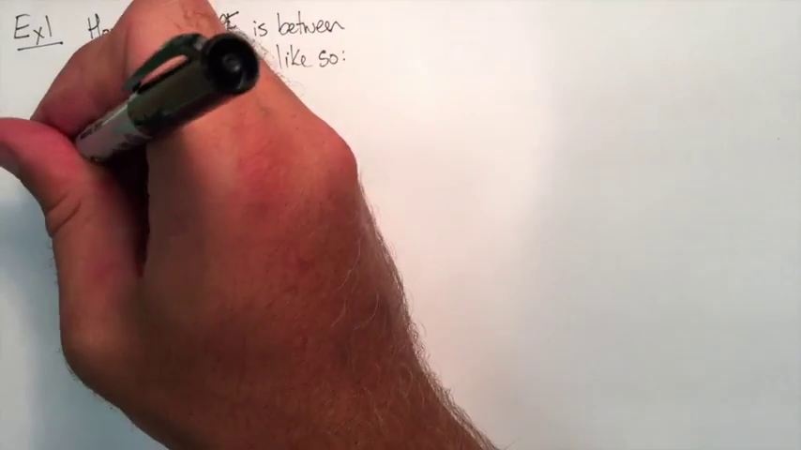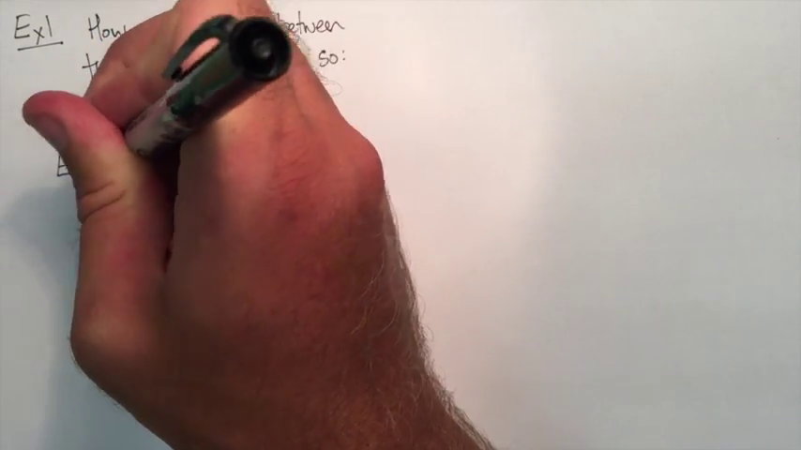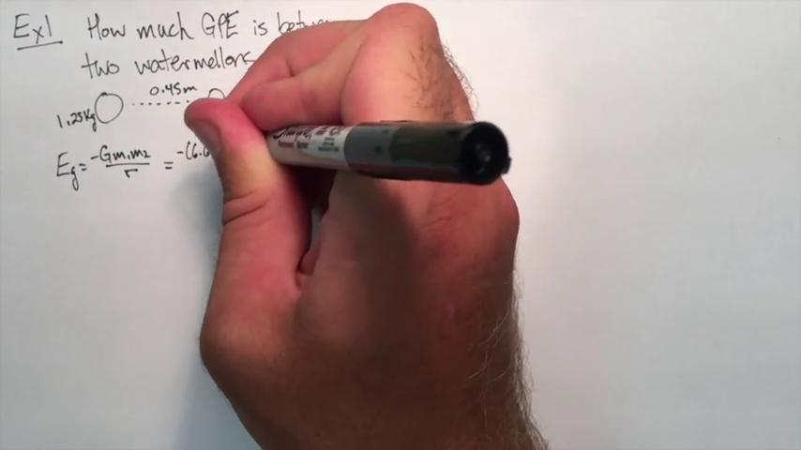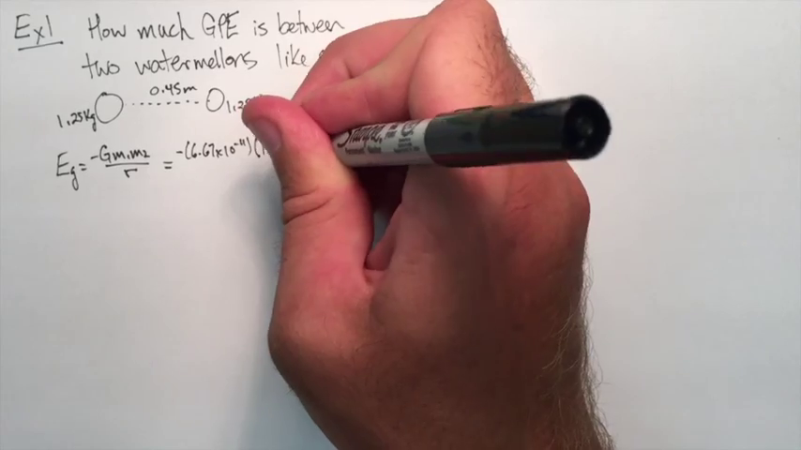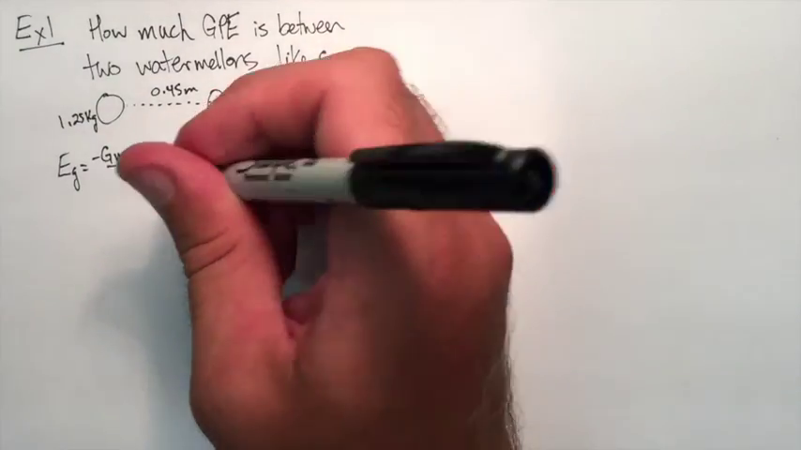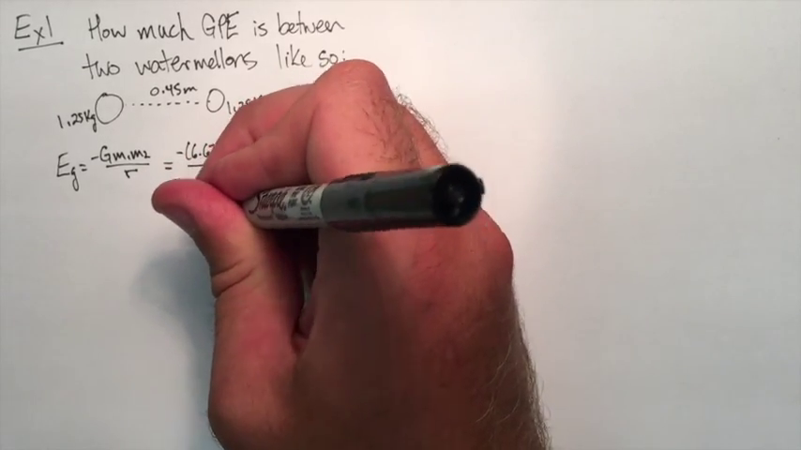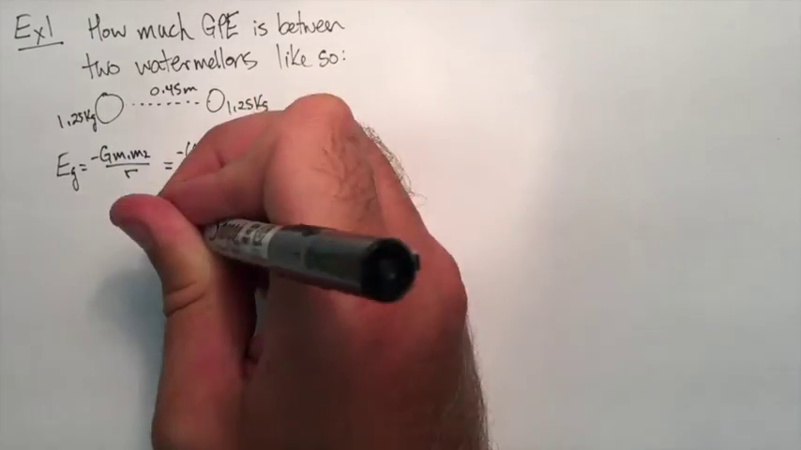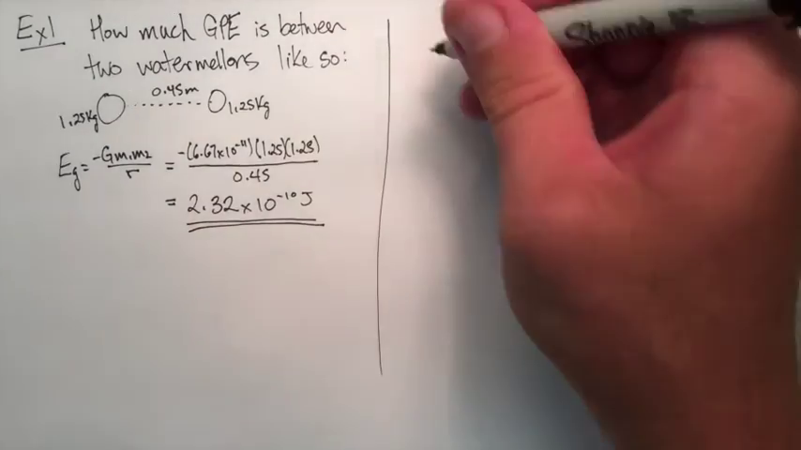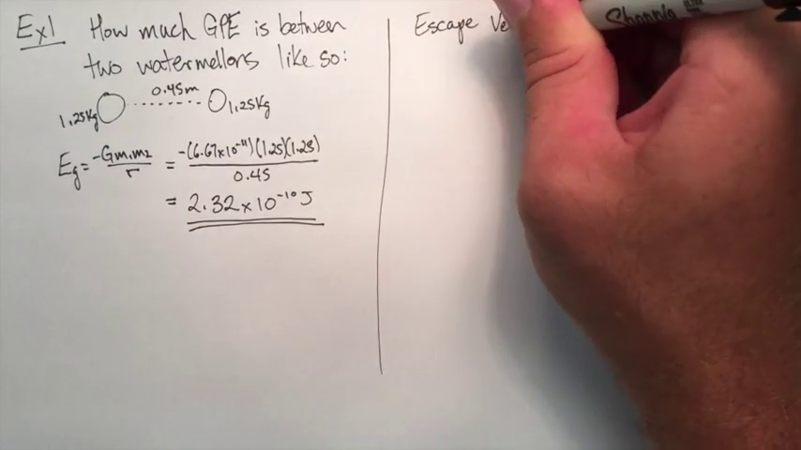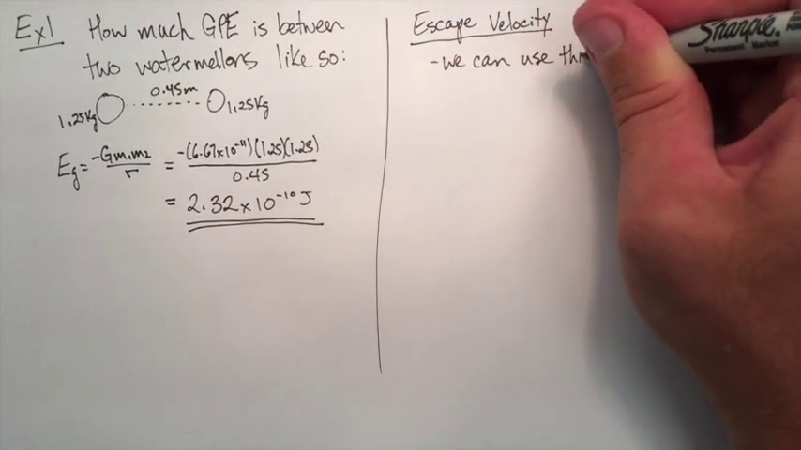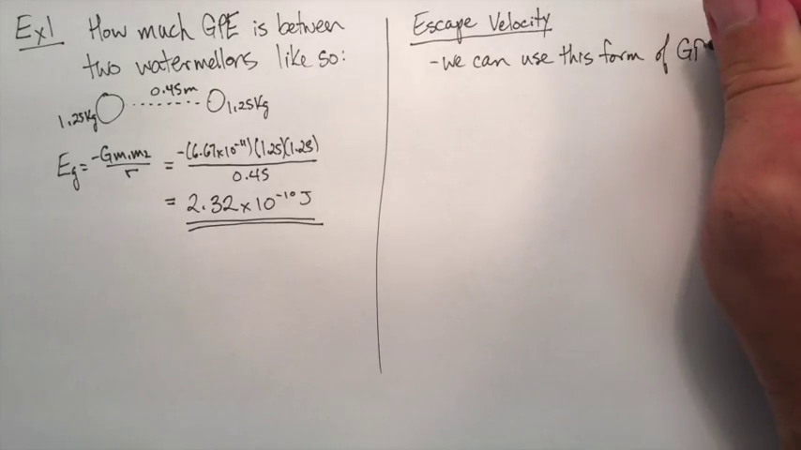All we're really going to do is plug all of these numbers into the equation and see what the answer is. So Newton's universal gravitational constant, 1.25 times 1.25 divided by the separation, we get a value of 2.32 times 10 to the negative 10 joules. So not a lot of gravitational potential energy between them, but we wouldn't expect that anyway. We can use it to do a derivation for something called escape velocity.